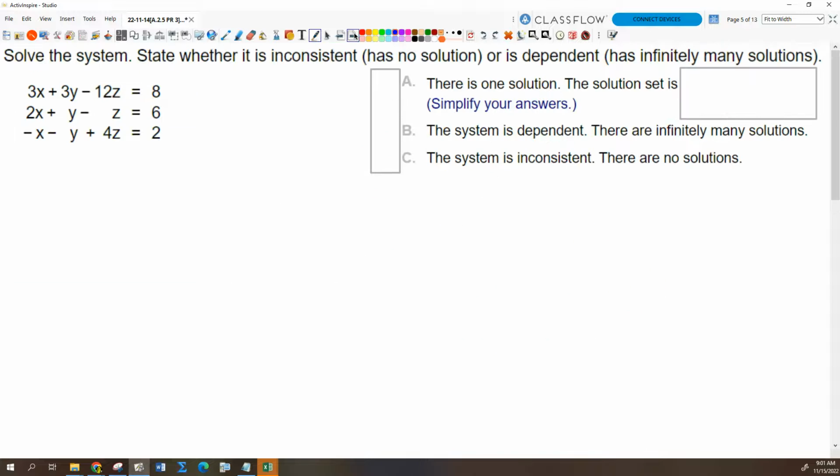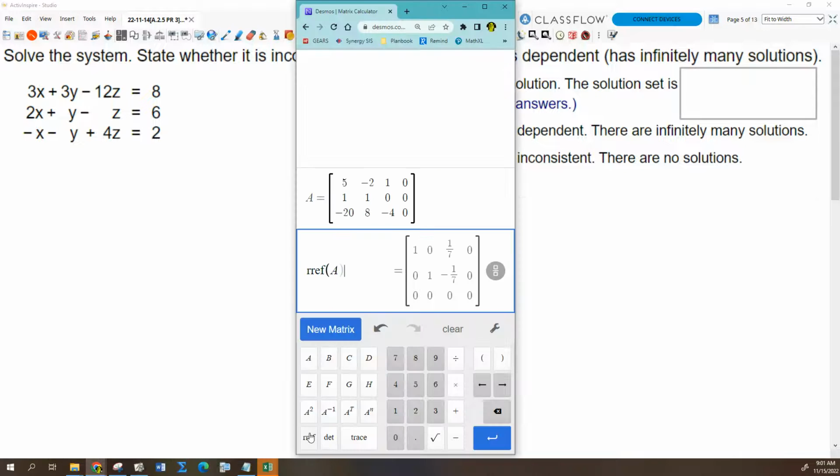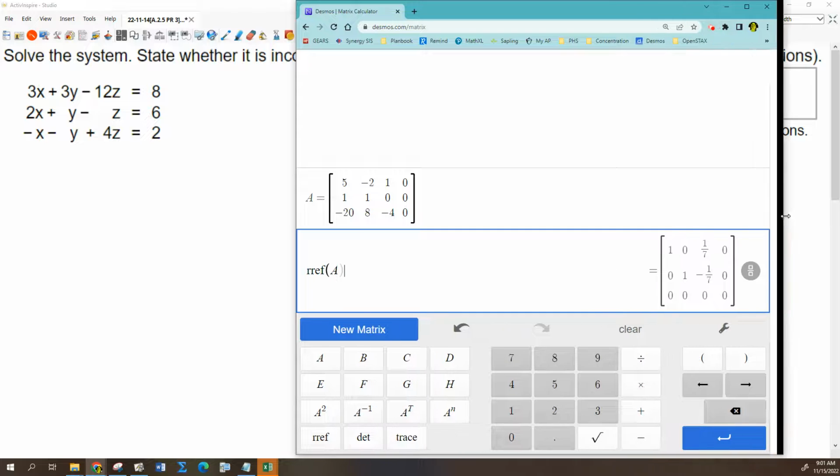Okay, let's look at one more. Everybody try this one real quick. I'll just work along with you here. You can just compare yours to mine if you want to check.